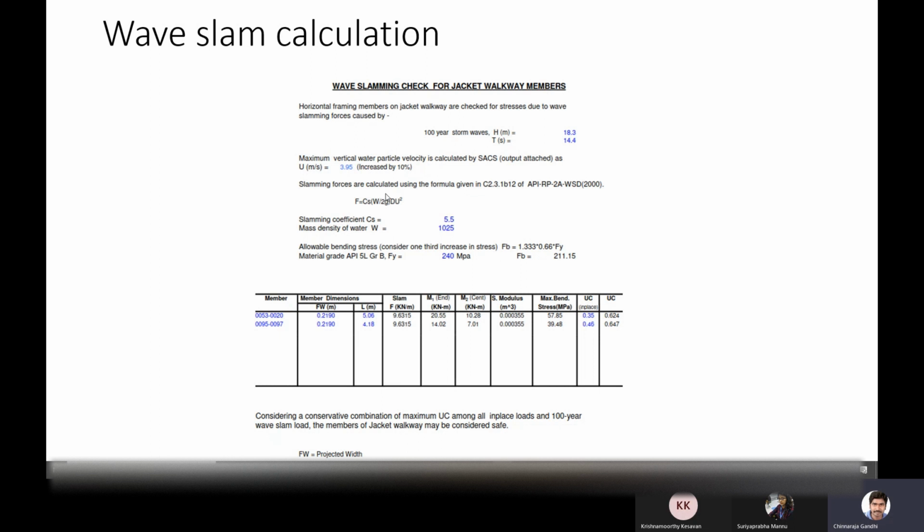So substitute all the values in the formula here. That's why it is given. This is the one calculation over here. See here, this is 0.219. This is the member diameter here.